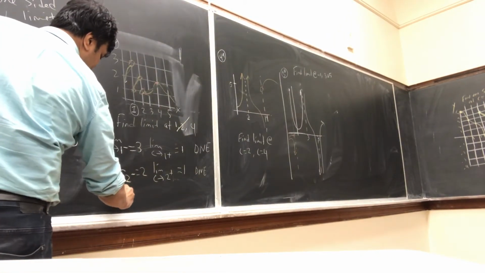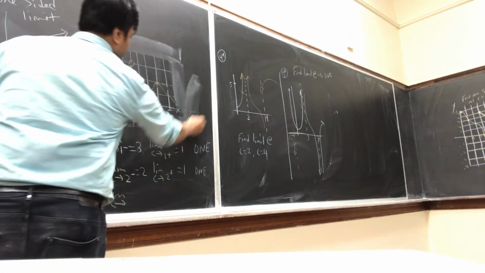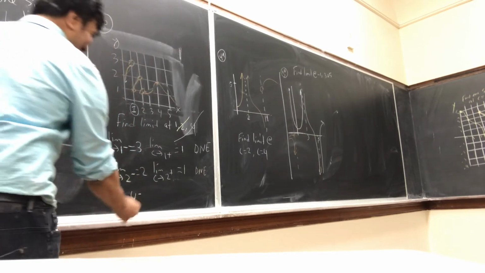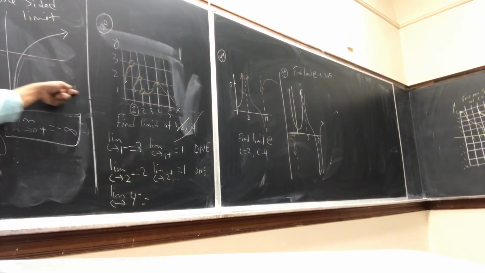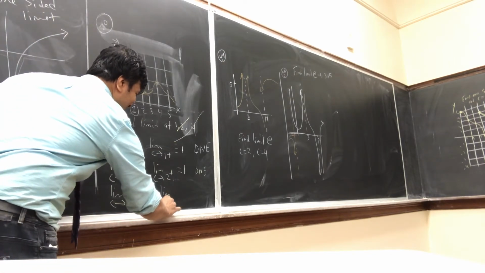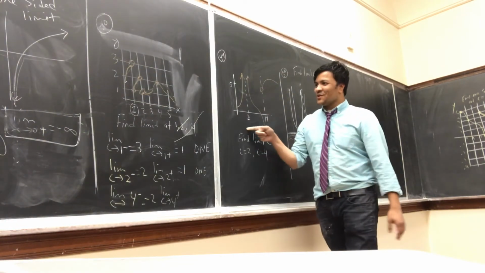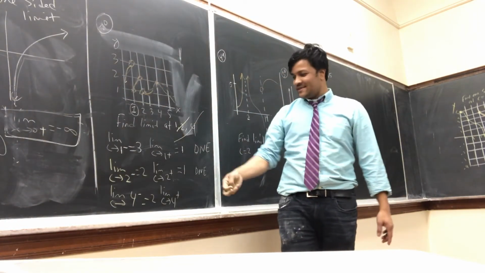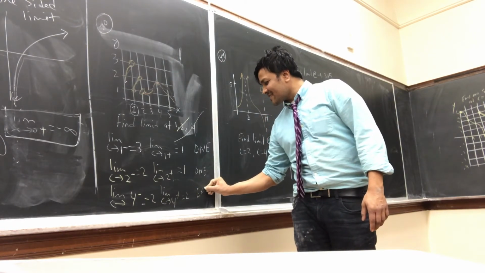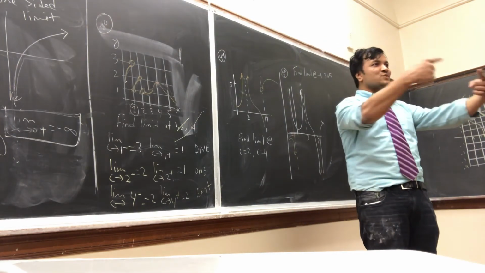Okay, let's do the last one. Limit x goes to what? 4. This one is easy. From the left, what do you get? 2. Limit c goes to 4 from the right. You get 2. The limit exists. The last one is easy because it marches to the same point.